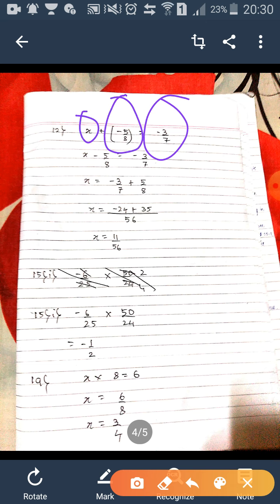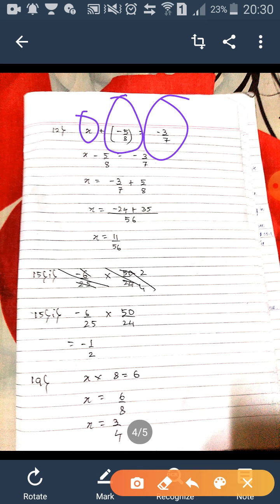The only thing which I need to explain is that plus into minus is minus. Yes, and then you get x minus 5 by 8 is equal to minus 3 by 7, and then you know what to do. Yes, and if you don't know what to do, you can see it over here.